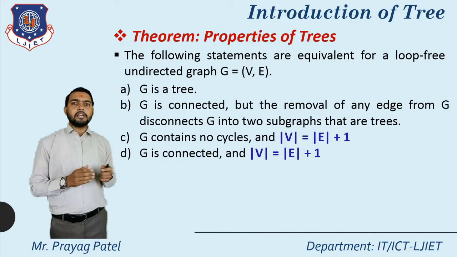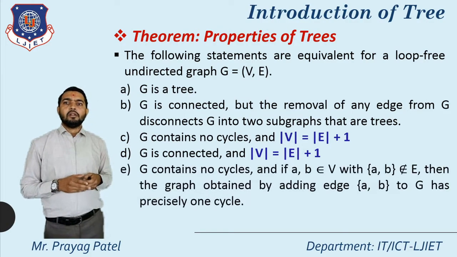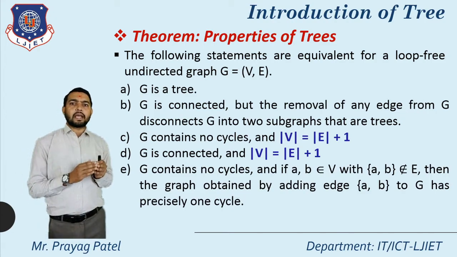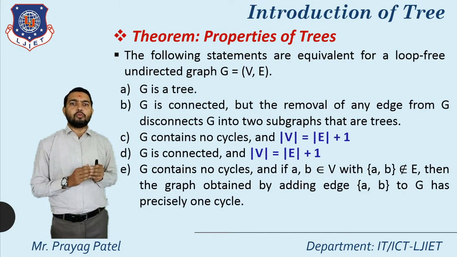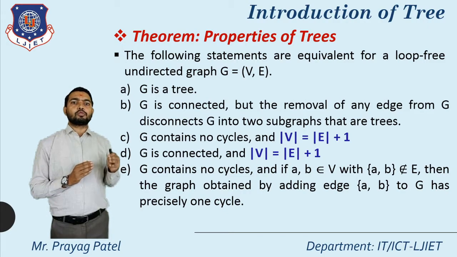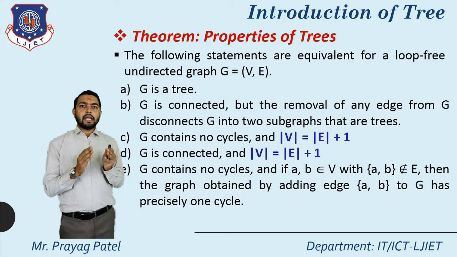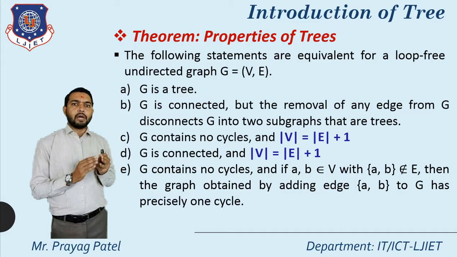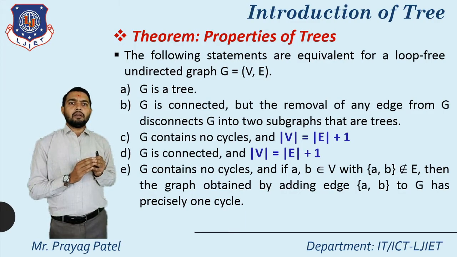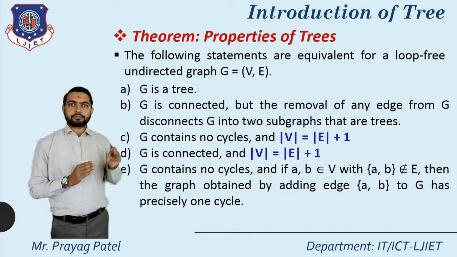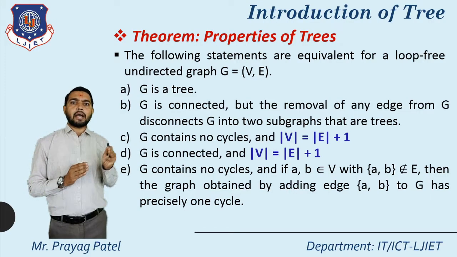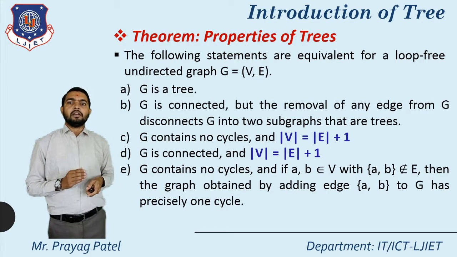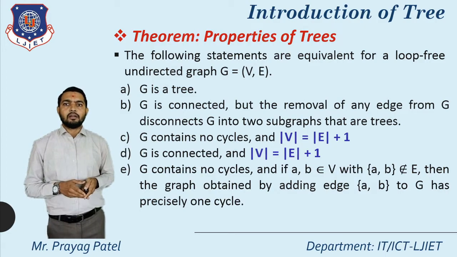Next, G is connected and |V| equal to |E| plus 1. Next, G contains no cycle, and if a, b belong to V with ab not belonging to E, that means nodes a and b are available in the graph but no edge ab is available, then the graph obtained by adding edge ab to G has exactly one cycle.